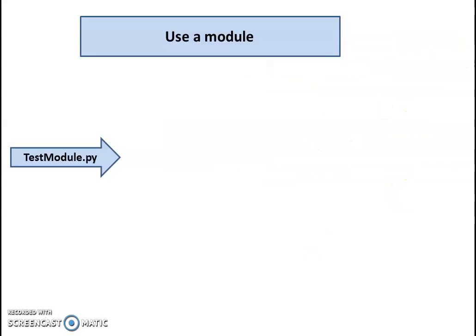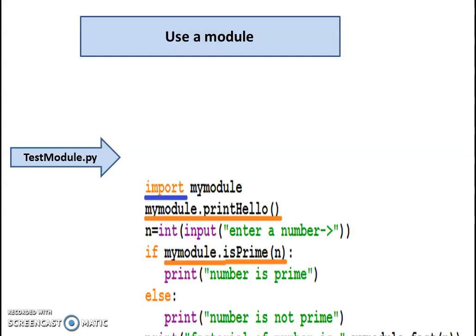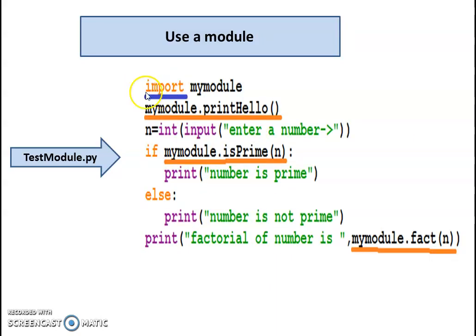Next we want to use the functions of a module. To use functions, we write an import statement in a Python file. So here the first statement is import my module. Here we are importing the functions of my module. Next we are invoking the print hello function of my module. We use dot notation to invoke any function of a module. So here we are writing dot and then the function name.